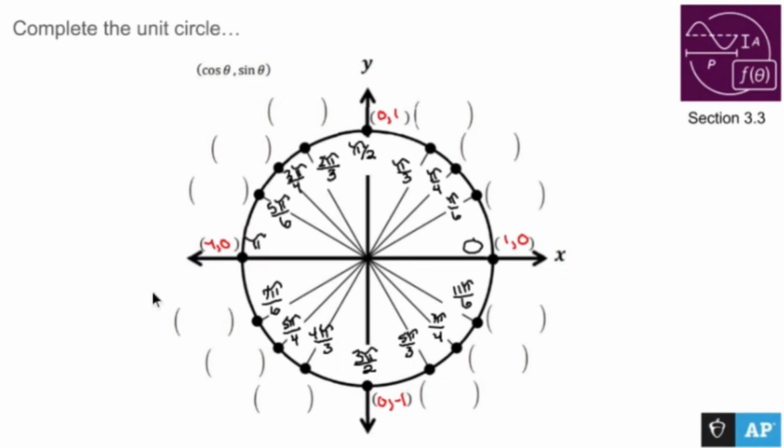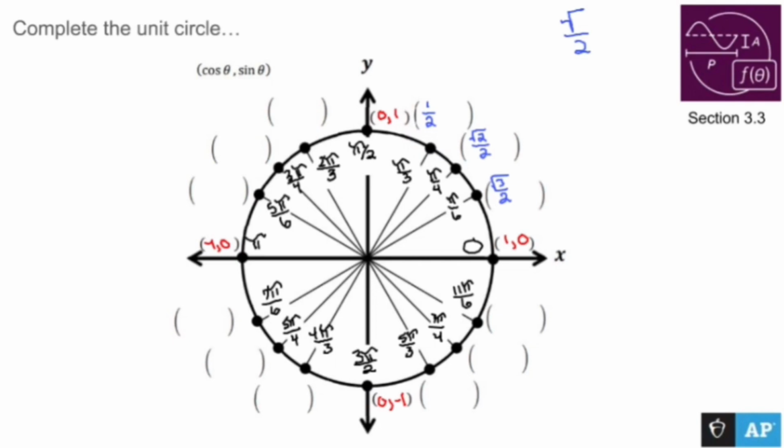Now, the trick behind filling out the unit circle is you kind of want to imagine everything as root something over 2. Okay? Root something over 2. Now, when I work my way around, you're going to start out with root 3 over 2, root 2 over 2, and root 1 over 2. The square root of 1 is 1, so you can just do 1 over 2.